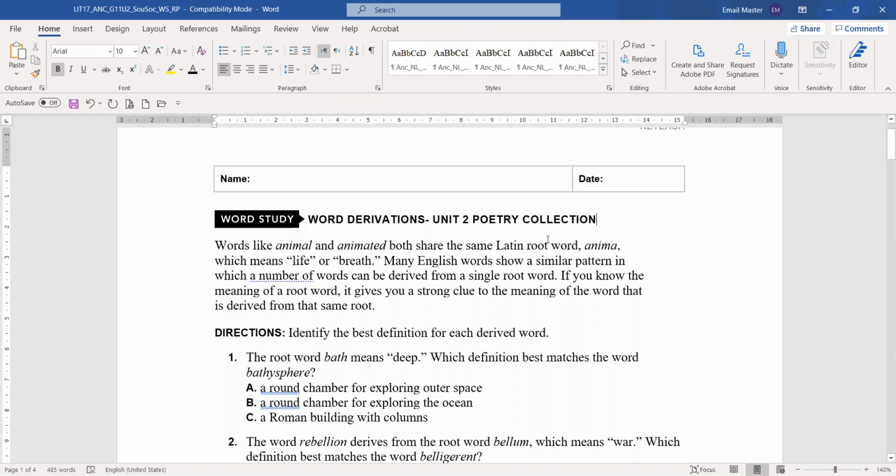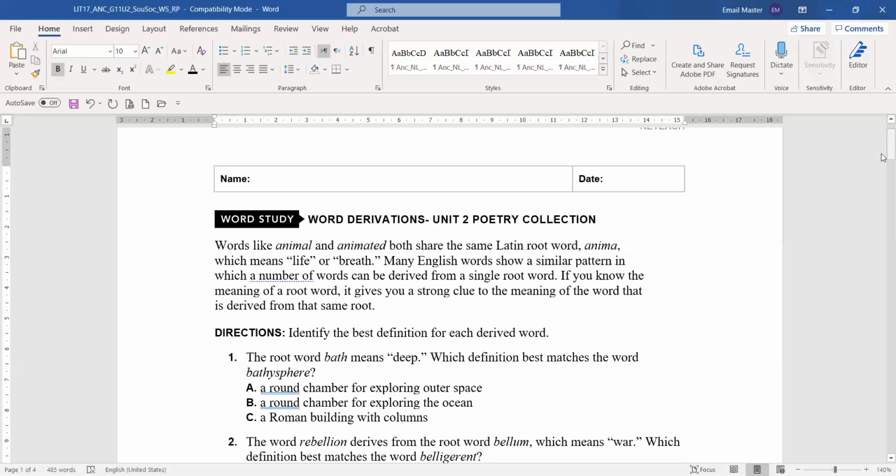So that's why knowing the Latin root is very important to recognize the words, so you can make a connection between the words you know and the ones you don't know. For example, words like animal or animated both share the same Latin word anima, which means life or breath. Many English words show a similar pattern in which a number of words can be derived from a single root word. So if you know the meaning of a root word, it gives you a strong clue to the meaning of the word that is derived from that same root.